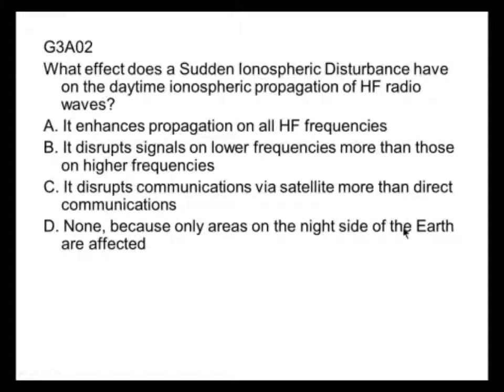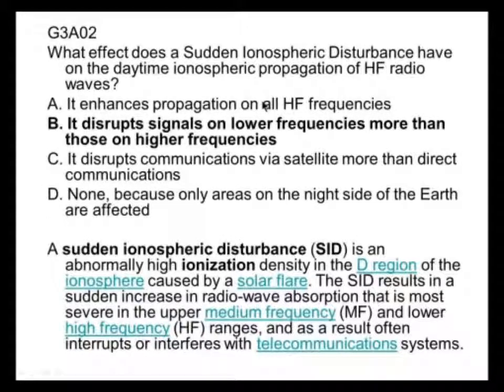What effect does a sudden ionospheric disturbance have on the daytime ionospheric propagation of high-frequency radio waves? It disrupts radio signals on lower frequencies more than it does on higher frequencies. A sudden ionospheric disturbance is an abnormally high ionization density in the D region of the ionosphere caused by a solar flare. We'll look at these regions as we go on through the slides. The sudden ionic disturbance results in a sudden increase in radio wave absorption.